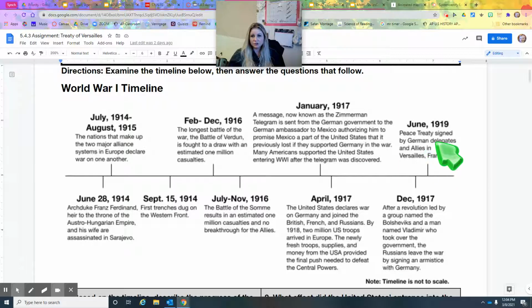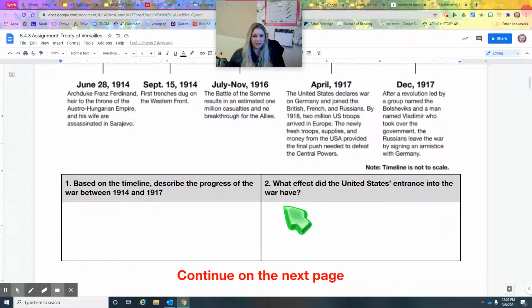All right, let's go to December of 1917. After a revolution led by a group named the Bolsheviks and a man named Vladimir Lenin, who took over the government, the Russians leave the war by signing an armistice with Germany. Armistice means they're done fighting. June of 1919, peace treaty signed by German delegates and allies in Versailles, France. All right, so here's our timeline. Let's go ahead and take a look at those questions.